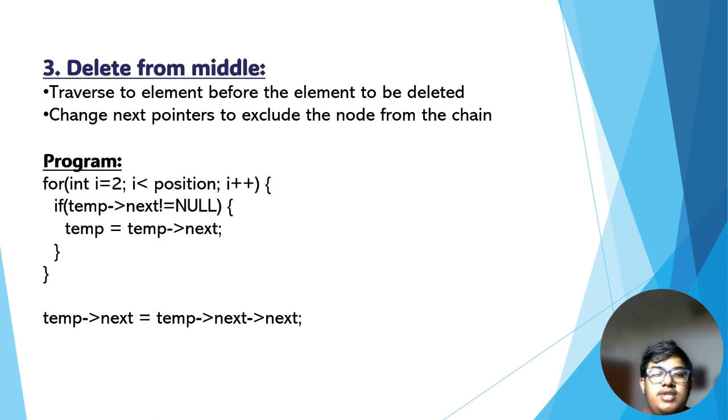Now deleting from the middle. First we traverse to the element which should be deleted and the element previous to it. After the element that needs to be deleted there is another one, right? We make sure the previous element points to that one. It doesn't point to the node which needs to be deleted. In that way we delete nodes from between also. So here is another program that will help you understand that.